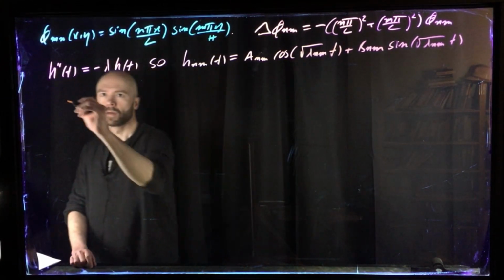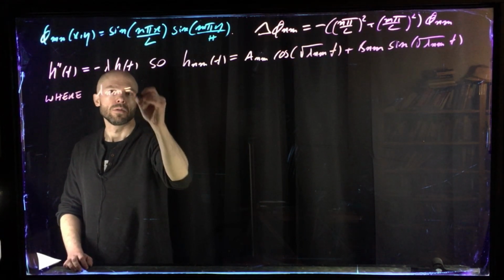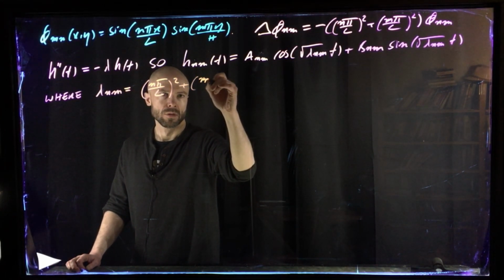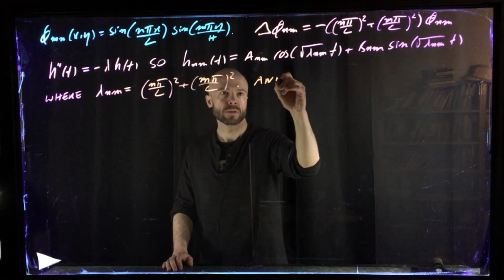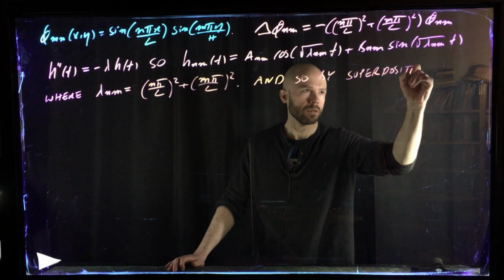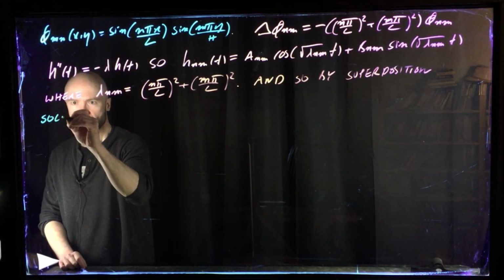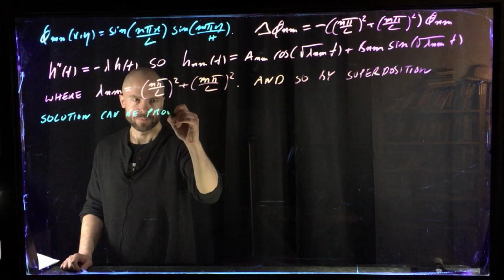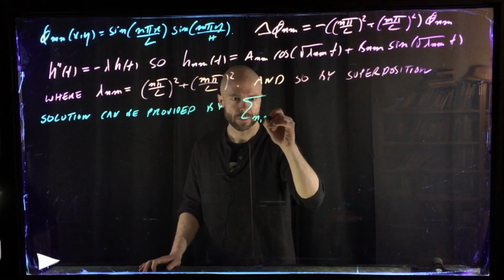Okay, where lambda m n is this number plus m pi over L squared, yeah? And by superposition, we have that the general solution can be given by this infinite sum, so the sum over all indices m, n from 1 to infinity.